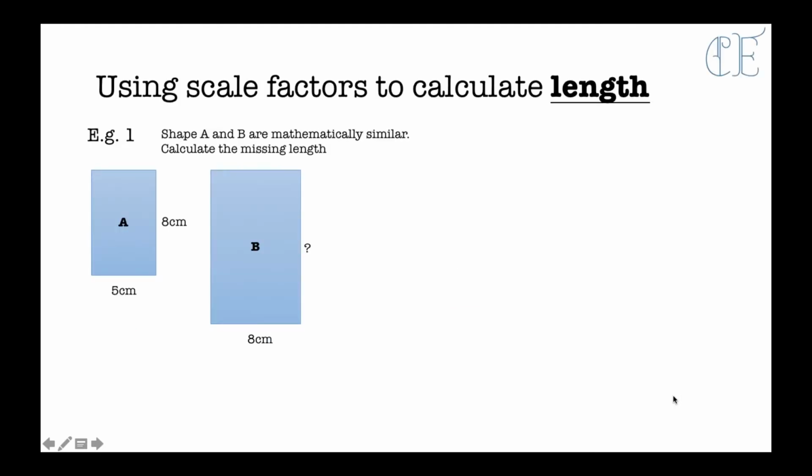Okay, so now let's have a look at seeing if we can calculate a length after we've found the scale factor. Example 1, shape A and B are mathematically similar. Calculate the missing length. The first thing we need to do is use 2 of the sides that we do know in order to work out the scale factor. So 5 times something must make 8, because they're both similar lengths. If we let the scale factor be x again, 5x equals 8, which means that the scale factor is x equals 8 over 5.